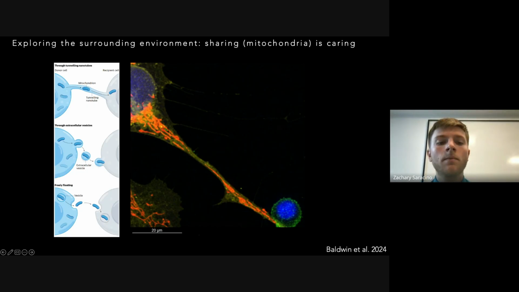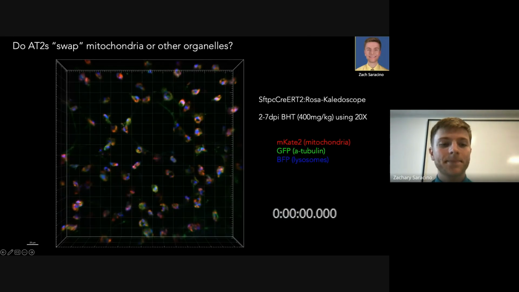And so back to the study, researchers from Columbia actually found that cells with loaned organelles had higher concentrations of cellular ATP, which actually ended up being distributed to nearby cells that did not receive new mitochondria. And what they found was that diseased lungs that were loaned mitochondria showed much greater signs of recovery. Next slide, please. So this led us to ask this question: do AT2s swap their mitochondria with other organelles?